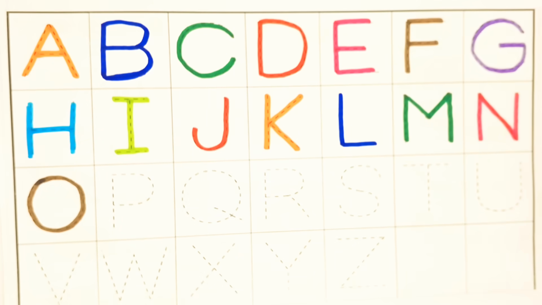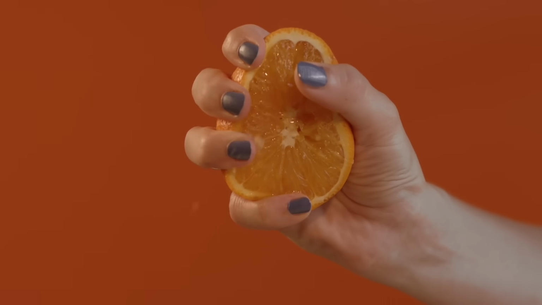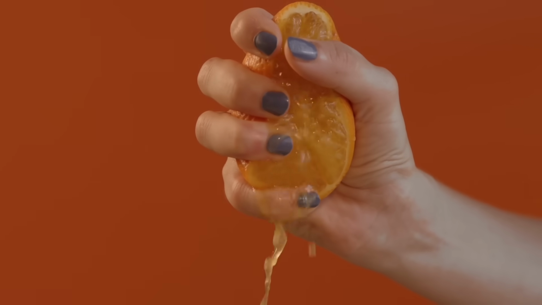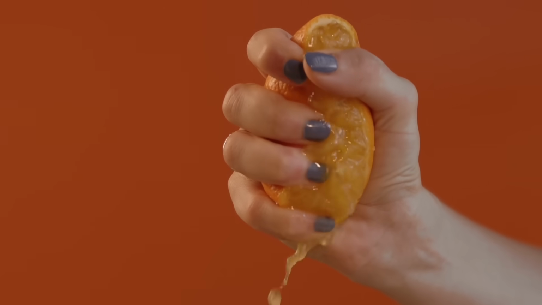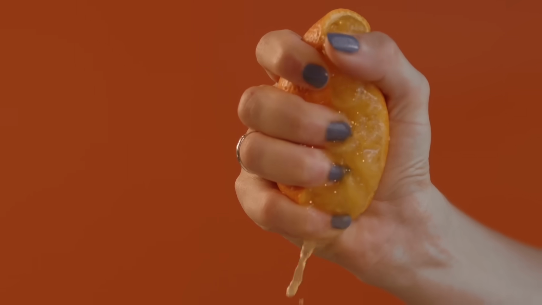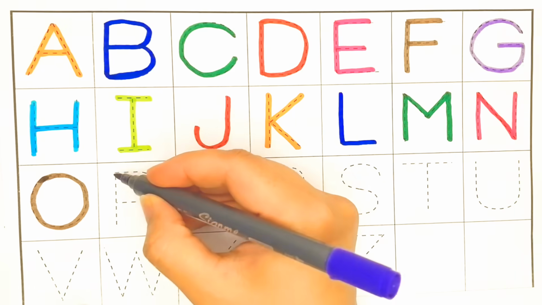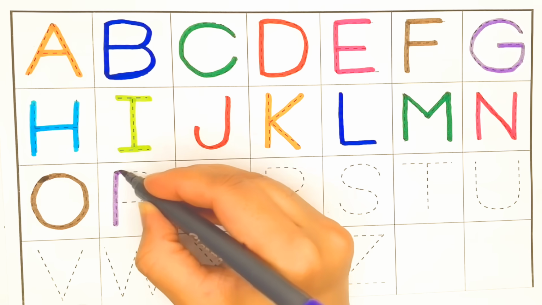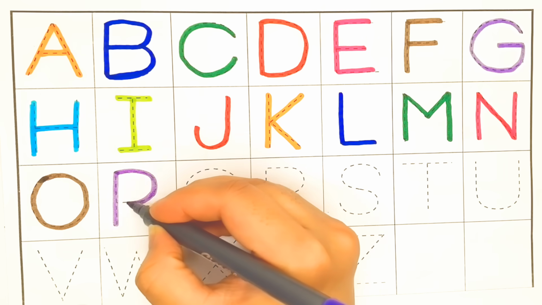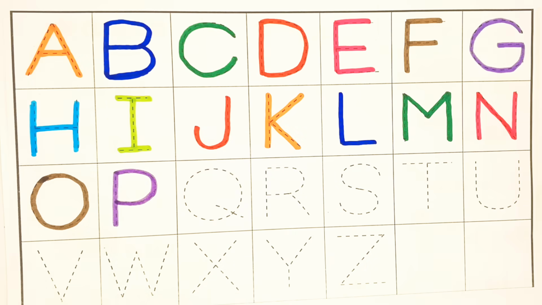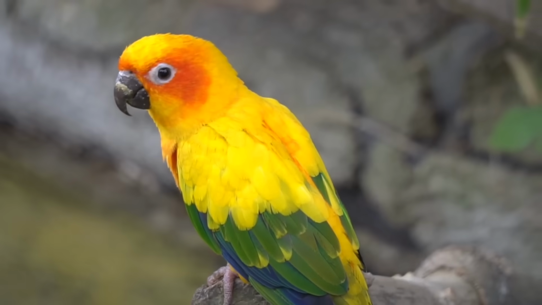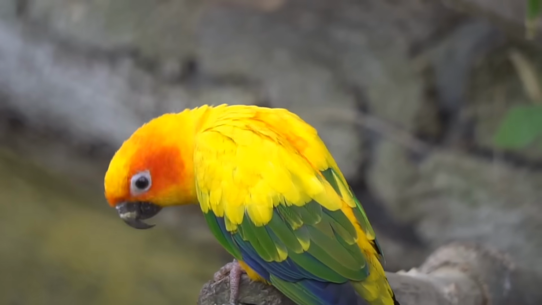Capital O. O for orange. Orange is a juicy fruit. Capital P. P for parrot. Parrot can talk.